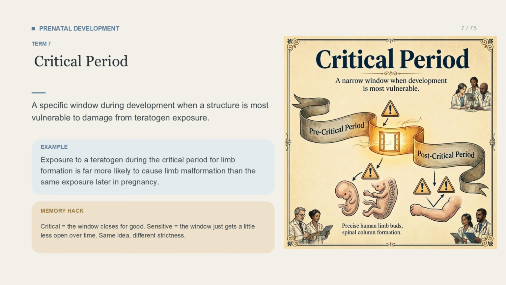7. Critical period. A critical period is a narrow window when a particular structure is developing and is especially vulnerable to harm. An example is limb formation early in the embryonic period. Teratogen exposure during this window is much more likely to affect the limbs than the same exposure later in pregnancy.